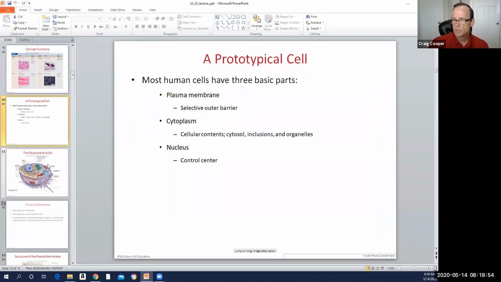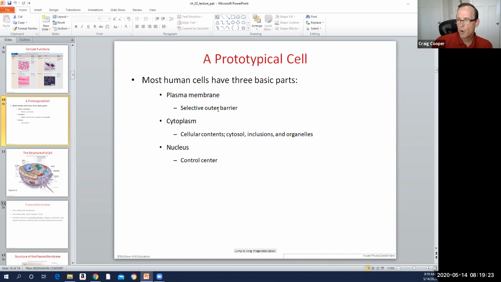So let's look at just a generic cell and look at some common features that most of our cells are going to have. And then we'll dive into each of these areas a little bit deeper. So this term plasma membrane, sometimes it's called a phospholipid bilayer, is the more specific way to describe it. And we'll look at a picture that shows that bilayer membrane as well.